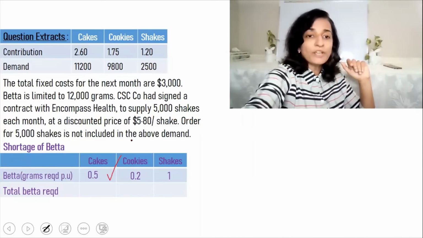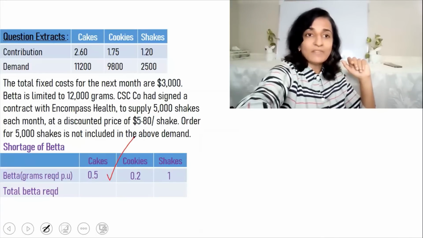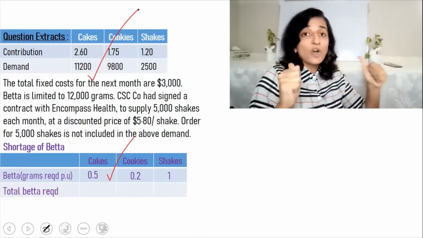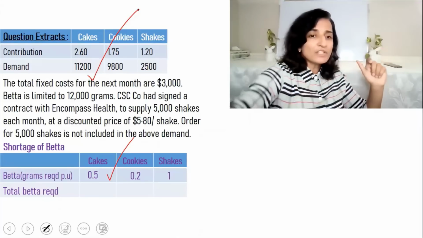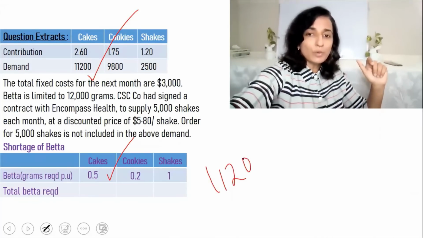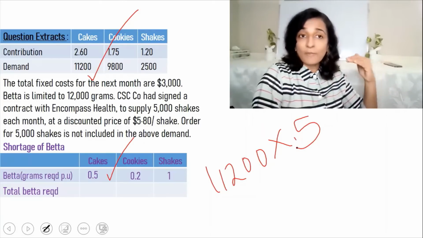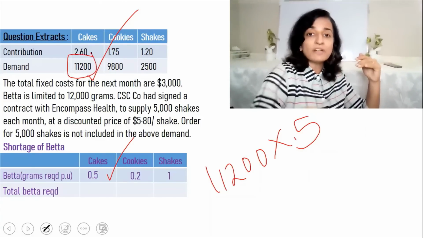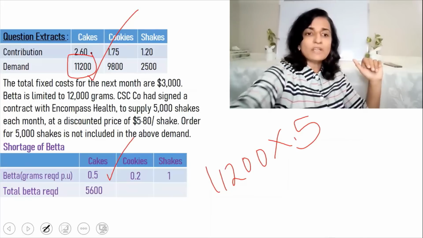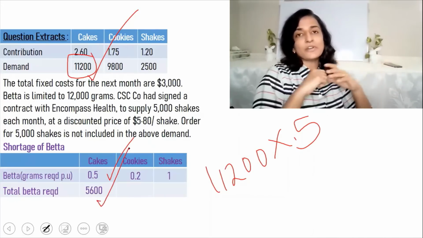One cake takes 0.5 grams of butter. So 11,200 cakes take how much butter? It is 11,200 into 0.5, right? So that much butter is required for making 11,200 cakes. So what is the amount? The amount is 5,600 grams.